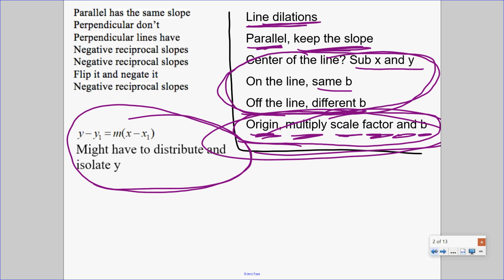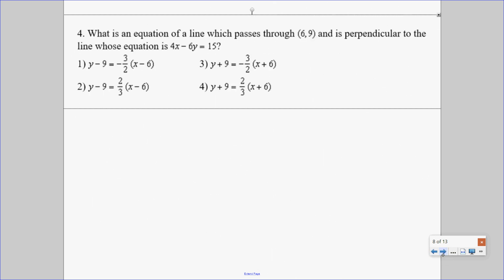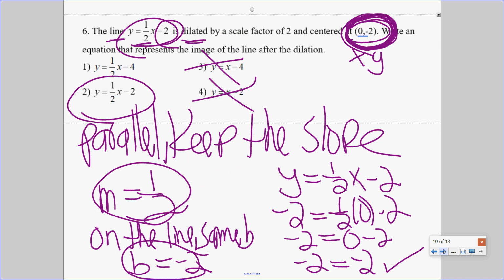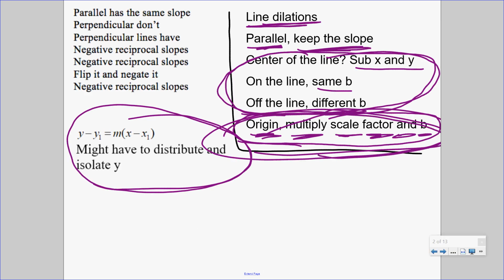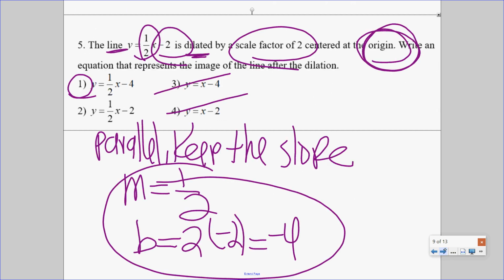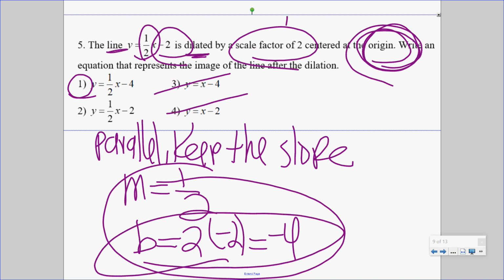Other type of question, line dilations. Again, line dilations, parallel, keep the slope. For both numbers 5 and 6, no matter what the center was, in both cases, we kept the slope. No matter what, the slope stayed 1/2. From there, there's two circumstances. Origin, multiply scale factor and b. So since number 5 was centered at the origin, I multiplied the scale factor and the original y-intercept to get my new y-intercept.